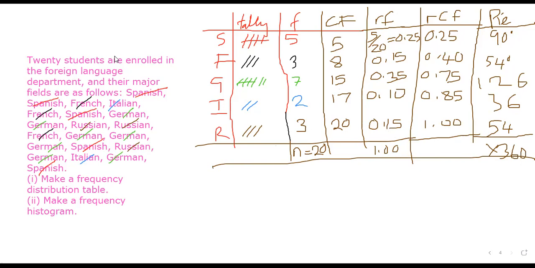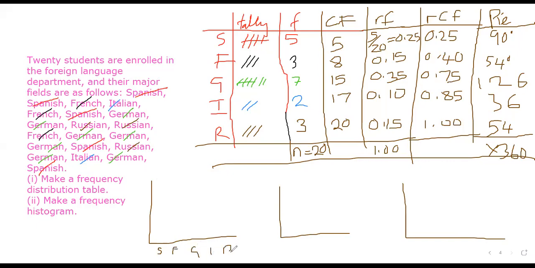So you will be asked to draw the polygons. Suppose you're being asked to draw the relative frequency, the cumulative frequency, and maybe the ogive. So in this case, we're dealing with what? Letters here. S, F, G, I, R.